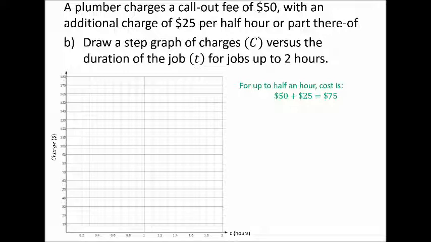So anywhere on my graph here between 0 and half an hour, you can see I've labeled my axes, the cost is going to be $75. Whether it's 0 minutes or 30 minutes, the cost is $75.